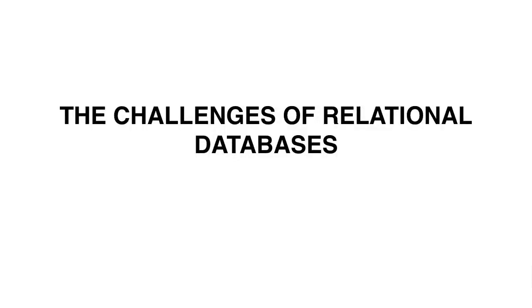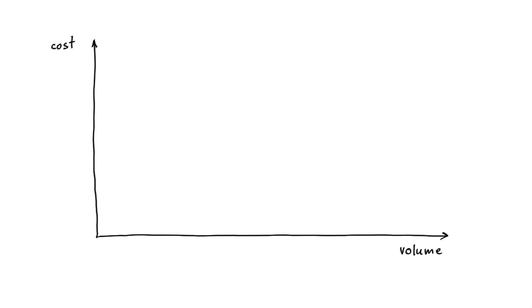Let's see now what are some of the challenges with relational databases. We are going to use a simple diagram. On one axis, we are going to show the volume of data that we are trying to process. And on the other axis, cost of our database and the equipment. If we look at the cost of our equipment, the storage space and the processors, we see that we can achieve a fairly linear cost. If we need 2 times more space, we need to pay 2 times more.